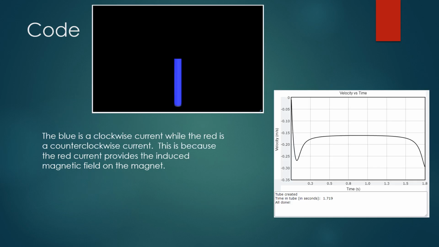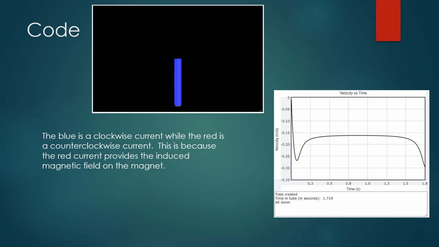This slide shows the GlowScript model and the velocity versus time graph. At the start and end of the tube, the magnet has an acceleration because its velocity is changing, but during the middle of the tube, there are equal and opposite forces acting on it, and the velocity is constant.